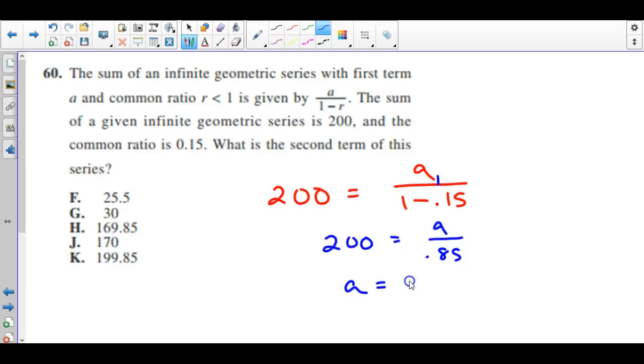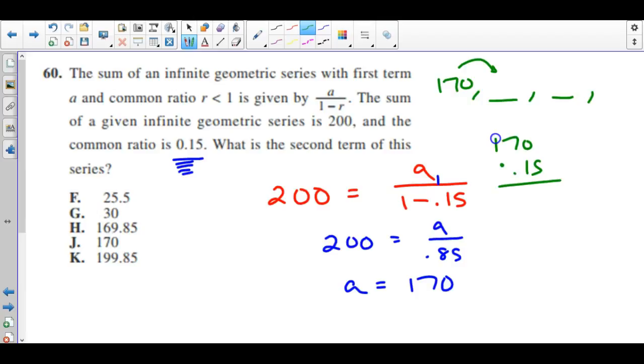So my first term is 170. It is giving me a common ratio, and you need to know how a geometric series works for this, or even a geometric sequence rather. If your first term is 170, to get to your next term in a sequence, what you would really do is multiply by the common ratio. You're always going to do that between terms. So if I take 170 and multiply by my common ratio of 0.15, I'm going to get 25.5. So that's going to end up being my second term of my series, and that is option F.